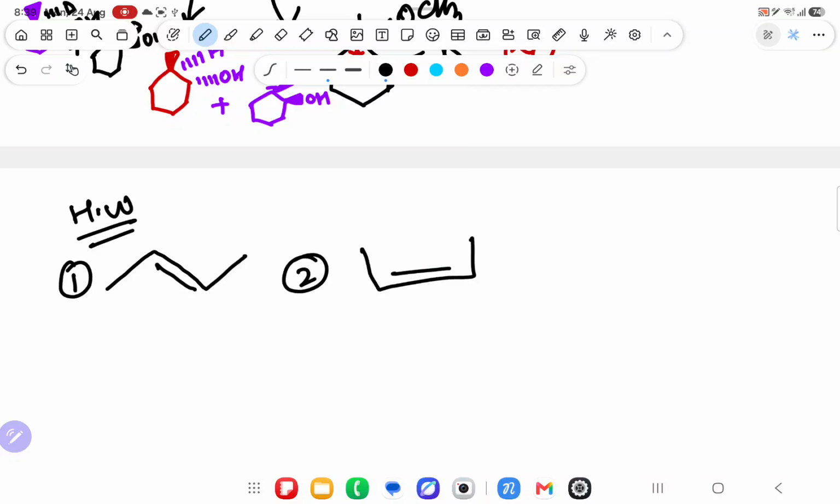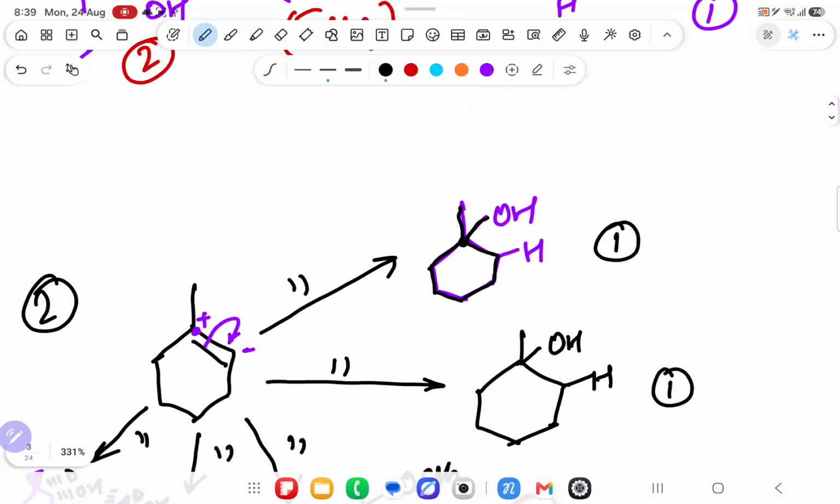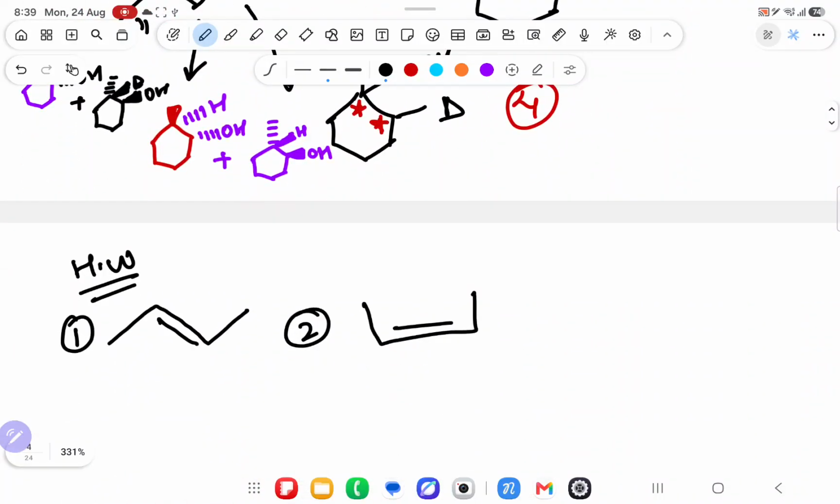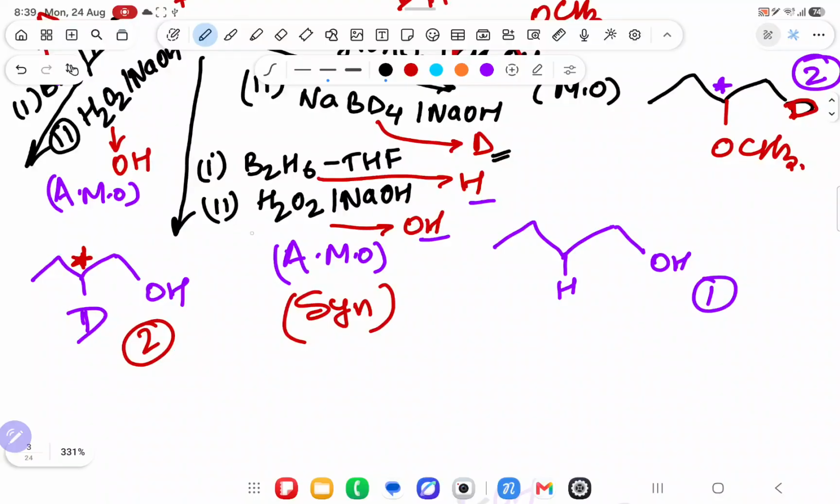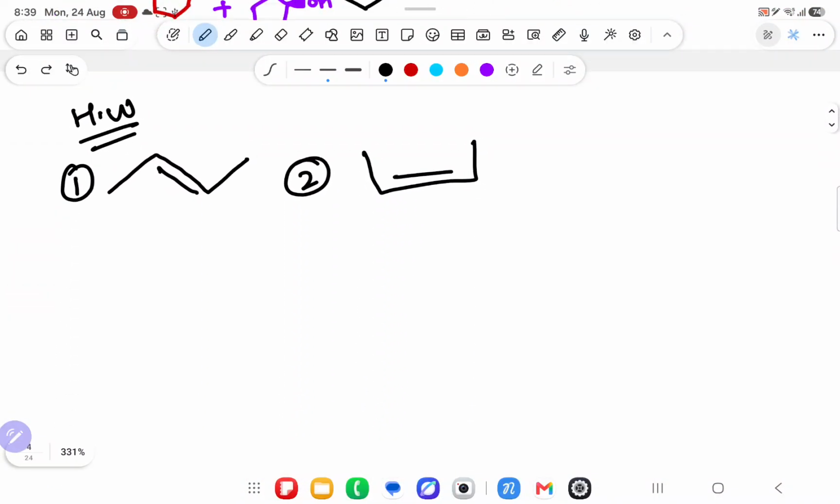Sir, what is the problem in the first and second? No problem. The first answer will be as it is, the second will be as it is, the third will be as it is. But whenever B2H6, H2O2 comes, at that time it is syn addition. So syn plus trans, it is trans, so anti will come. Syn plus cis, so syn will come.